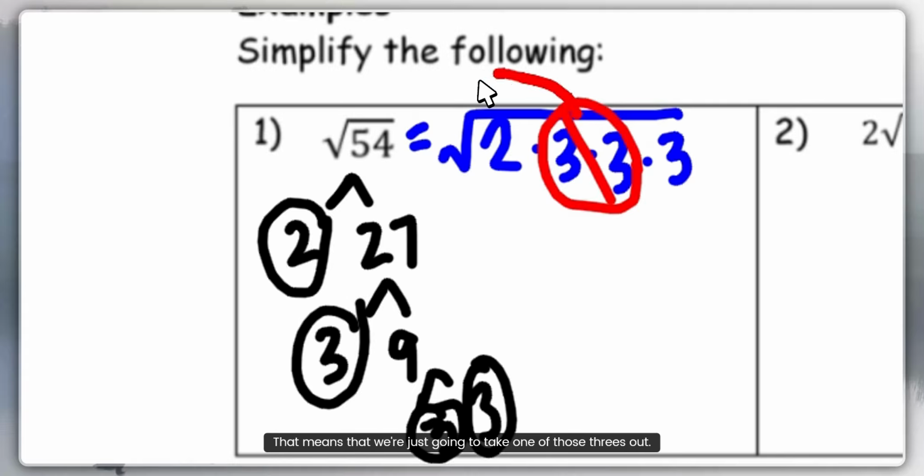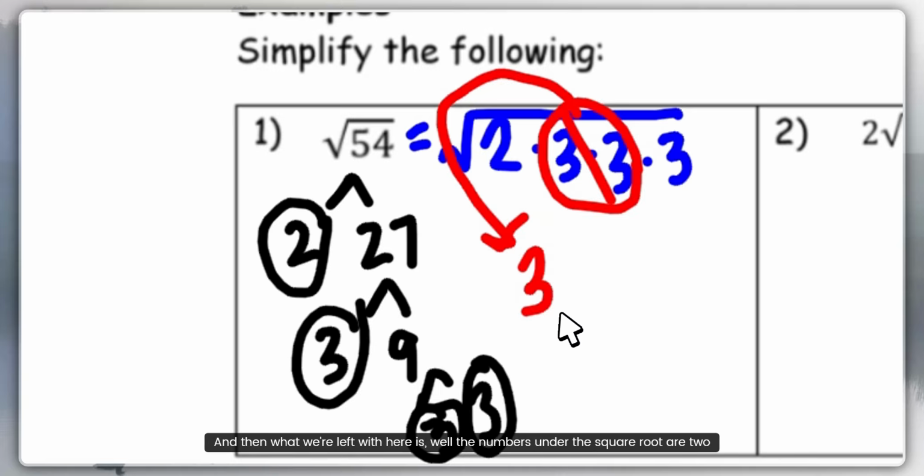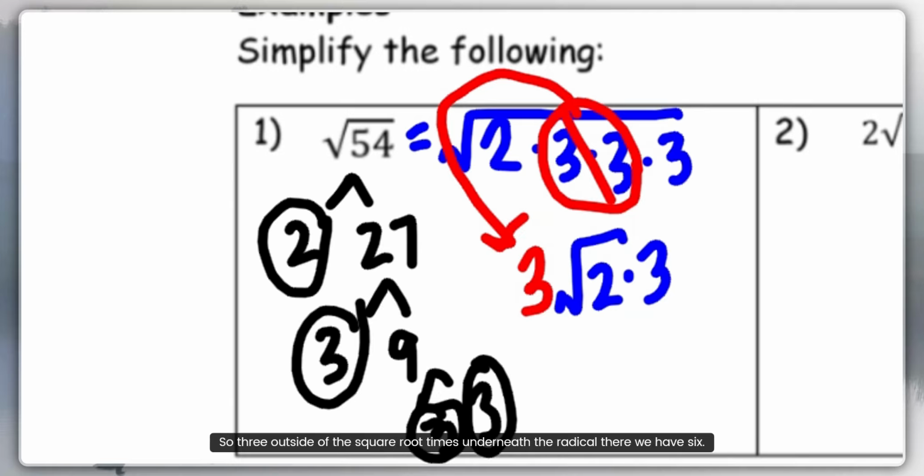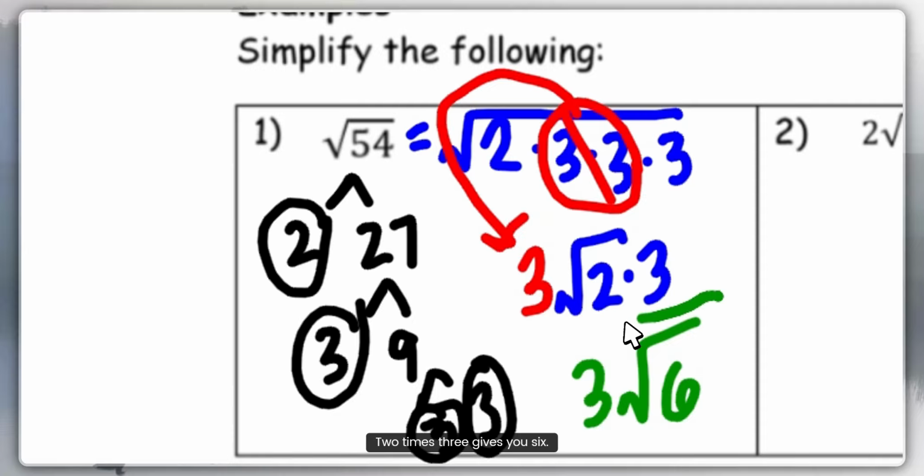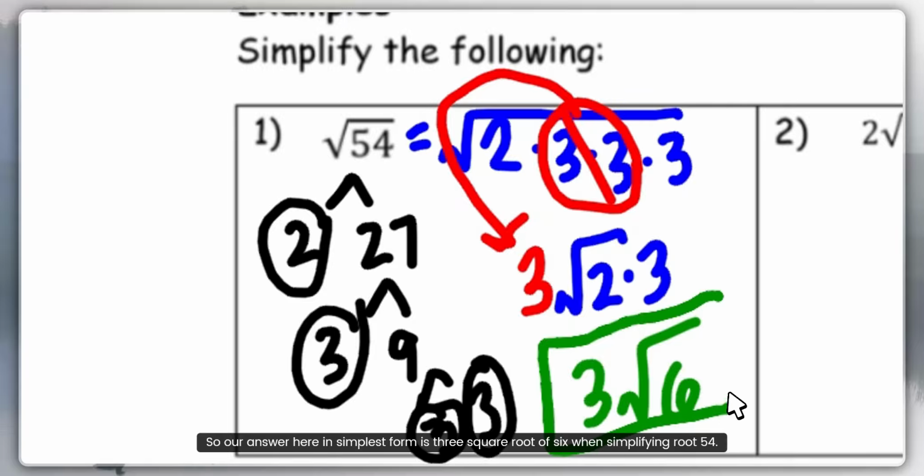That means that we're just going to take one of those 3's out. And then what we're left with here is, well, the numbers under the square root are 2 times 3. So 3 outside of the square root times underneath the radical there we have 6. 2 times 3 gives you 6. So our answer here in simplest form is 3 square root of 6 when simplifying root 54.